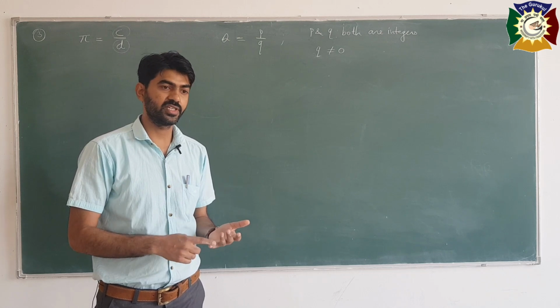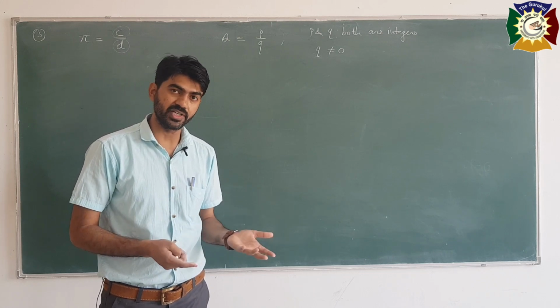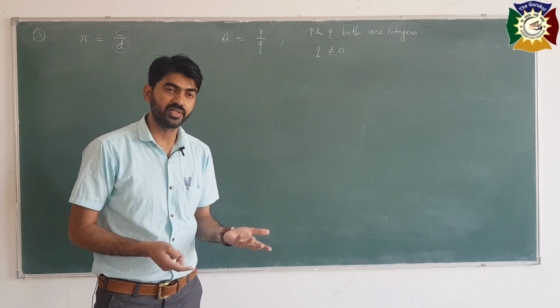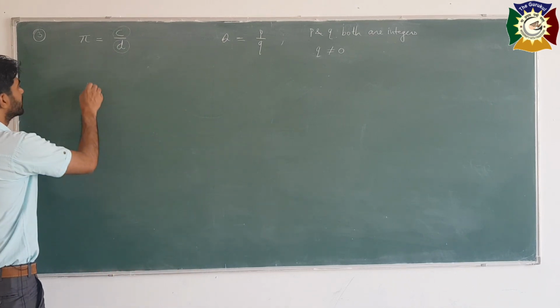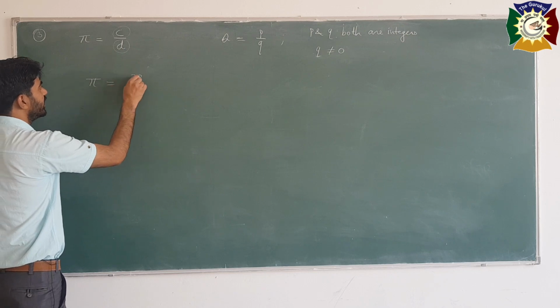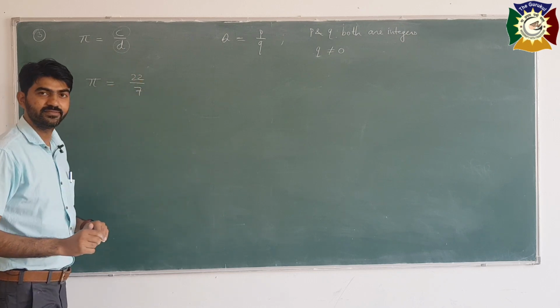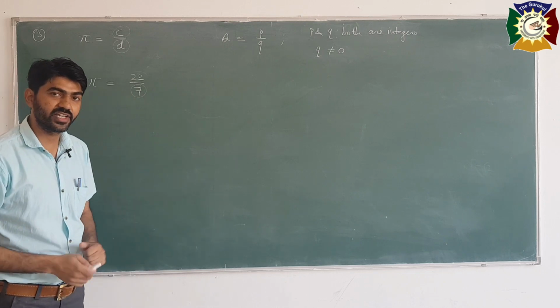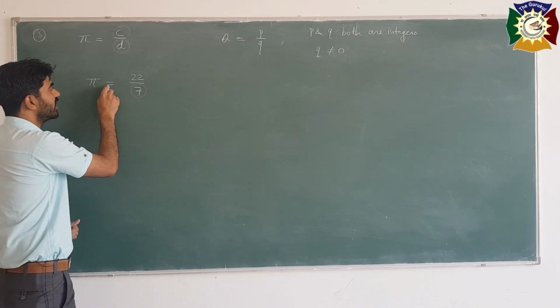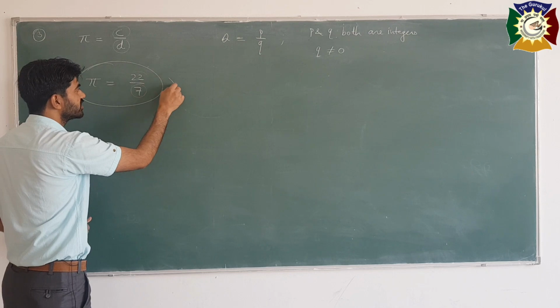So the numbers which are non-terminating and non-repeating are called irrational numbers. That is why pi is irrational. Then, when we write pi is equal to 22 by 7, this is integer, this is also integer, then why is it not rational? This statement is not correct.